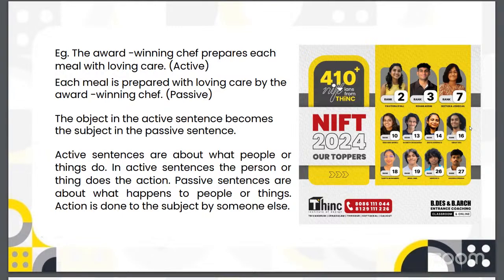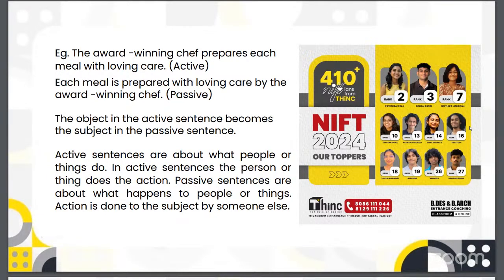So the award-winning chef prepares each meal with loving care. Who prepares the meal with loving care? It is an award-winning chef. So the award-winning chef is very much important in the sentence because we want to lay stress on the fact that he is preparing a meal with loving care.